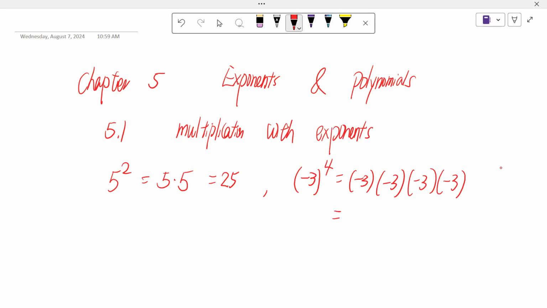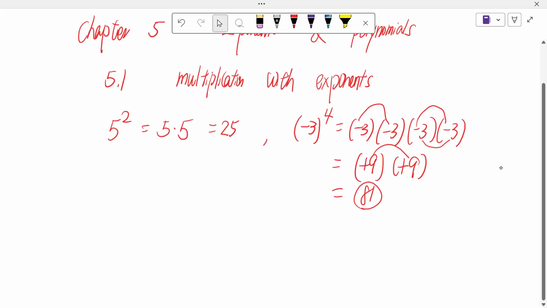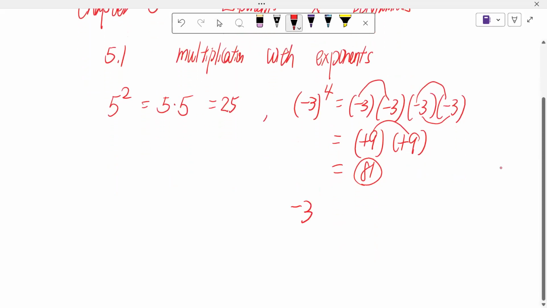So two negatives turn into positive. 3 times 3 is 9. Two negatives turn into positive. 3 times 3 is 9. And then 9 times 9 is 81. Now, but what if we have negative 3 to the 4th power, without the parentheses? What do you think? Is it the same as that? Anybody want to share your thoughts on this?